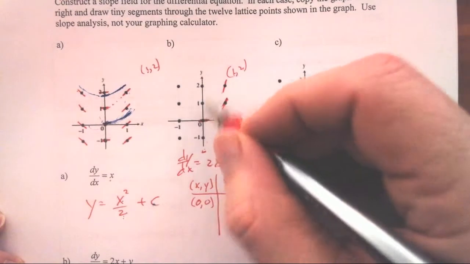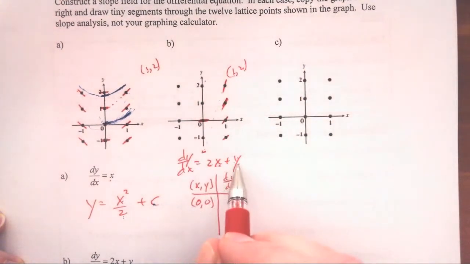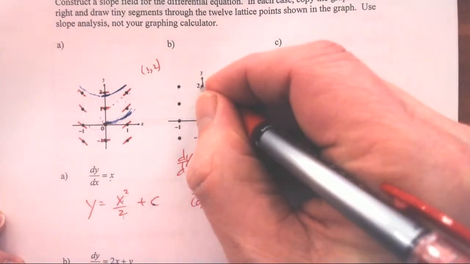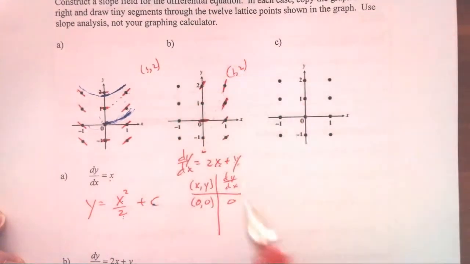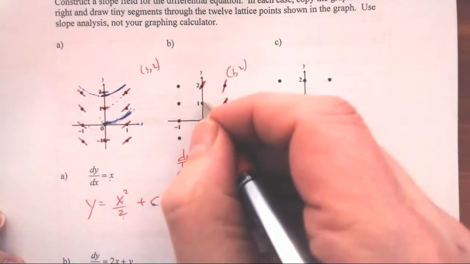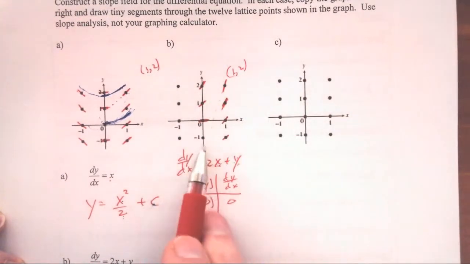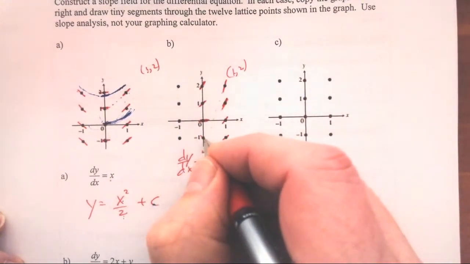Okay, how about at 0, 2? Put in 0 for x, 2 for y, I get 2. Slope of positive 2. Aiming right down here. 0, 1, slope of 1. How about 0, negative 1, slope of negative 1?